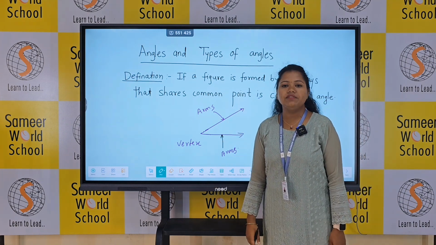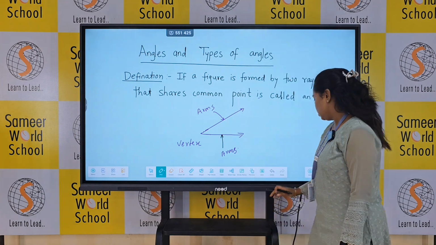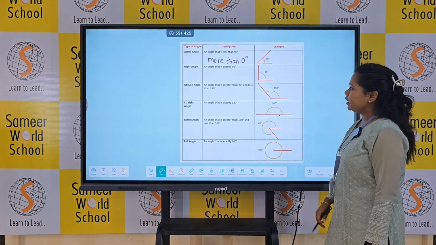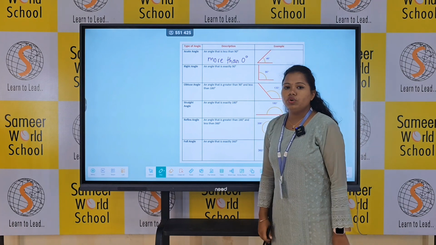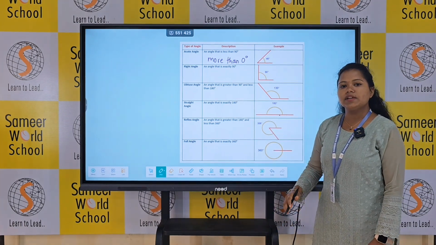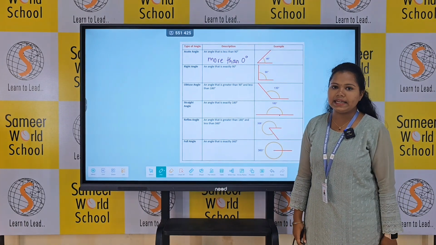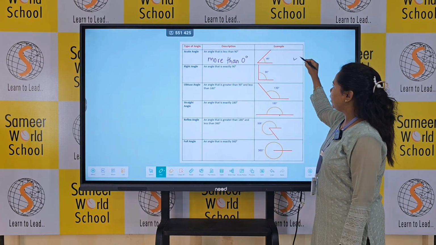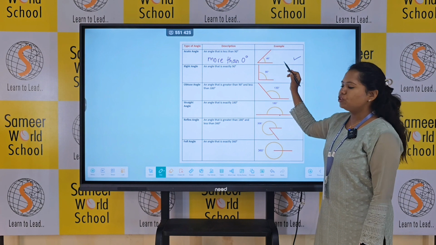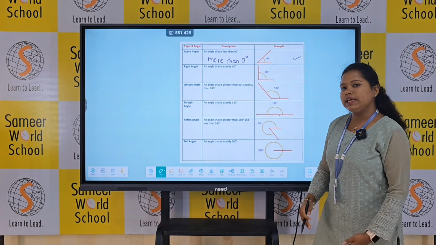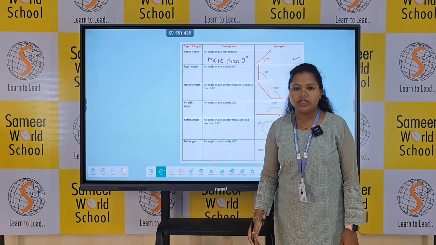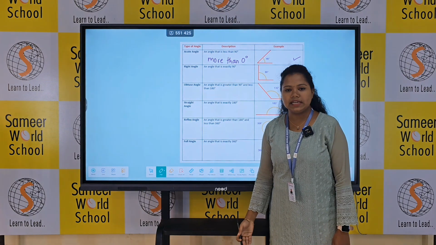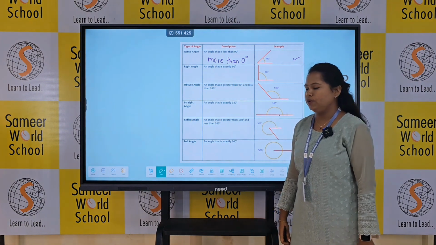Let's discuss which are the different types of angles. So over here, the first type is acute angle. The angle which measures more than 0 degree and less than 90 degree is called an acute angle. Here we have the example of an acute angle. The angle is measuring 46 degree. So we can take such angles like 40 degree, 50 degree, 60 degree. All are examples of acute angle.